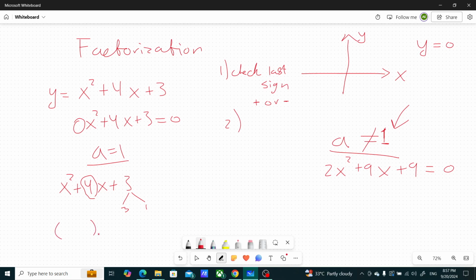So next step, I will open my brackets. I will put my two x's. I will put my factors. And then I will start looking at the signs. Since the last sign is a plus, it's very, very easy. They both copy the sign of the middle term. The middle term is positive, so they both take a positive sign, and that's it. I factorized my quadratic equation, and now I can solve it. So x plus 3 equals 0 gives me x equals minus 3. And x plus 1 equals 0 gives me x equals minus 1.